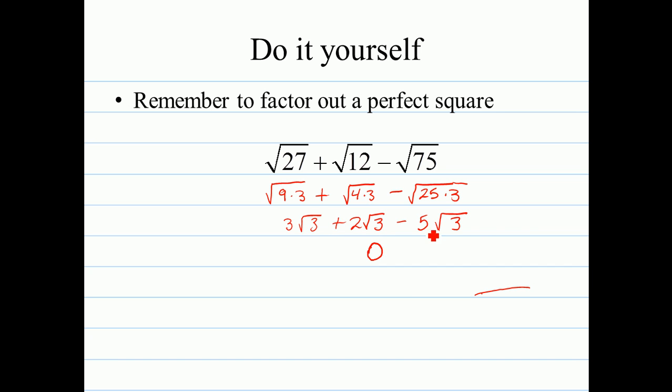Now all of them are like terms. So I can do 3 plus 2 minus 5. And when I combine all those, I should get 0 as my value. So that's how we'll be simplifying radicals.